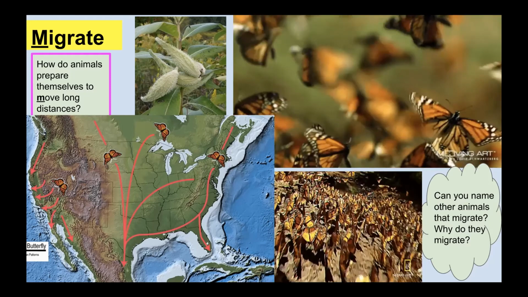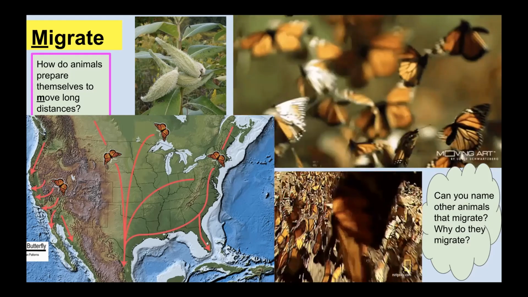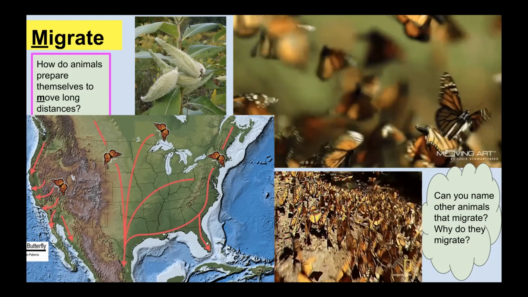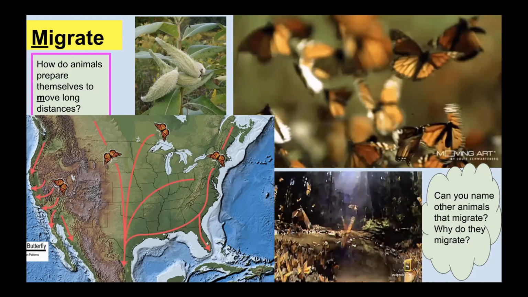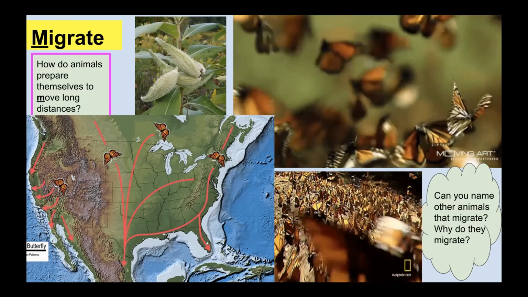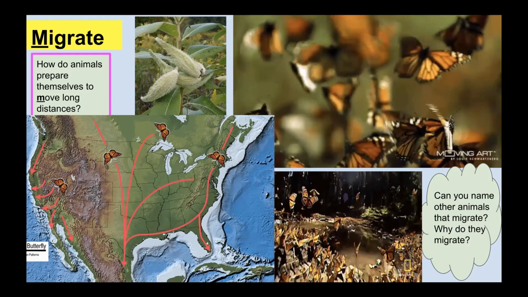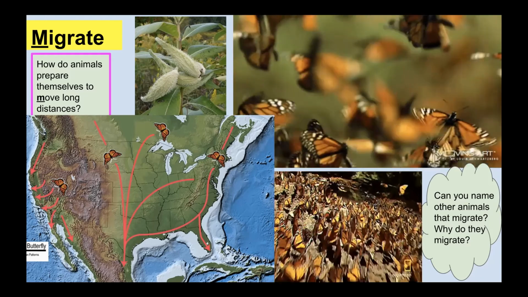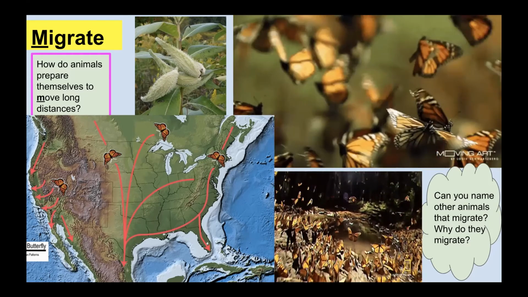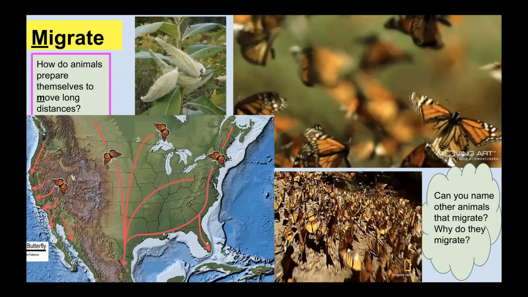So sometimes animals might move to another place to find warmth. They might move to another place to find water or better food. So depending upon the animal, they might be moving for different reasons. And to prepare animals for migration, again, they're going to have to store up those energy reserves. They're going to have to get as much food as they can. And some animals, like birds, will even have to exercise certain muscles to make sure that their body is prepared to undergo those long flights.